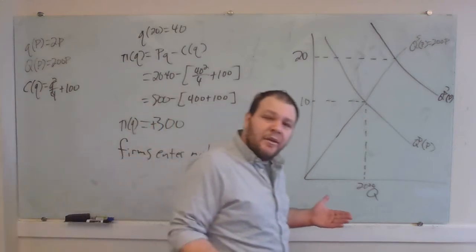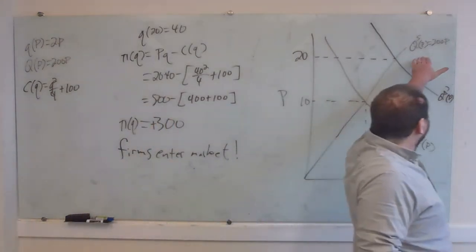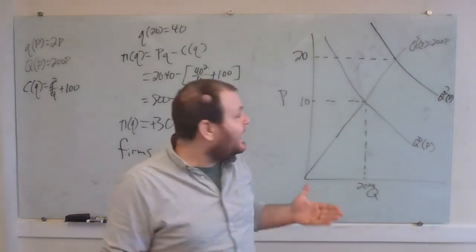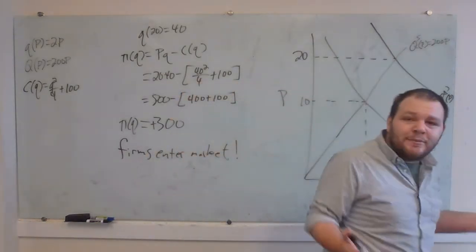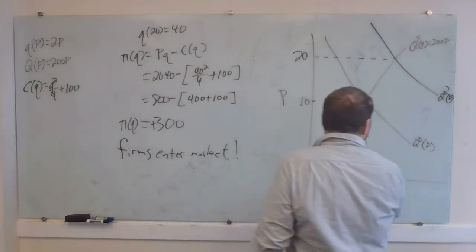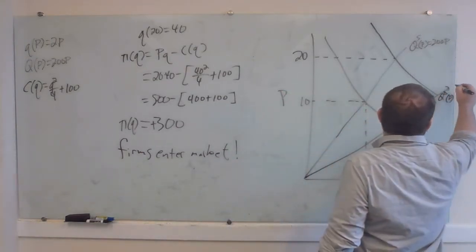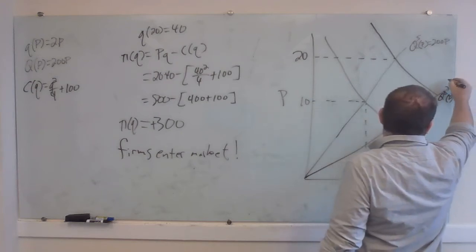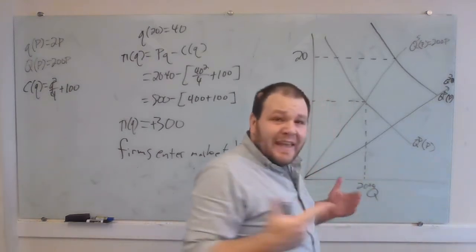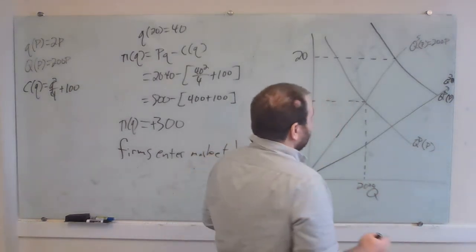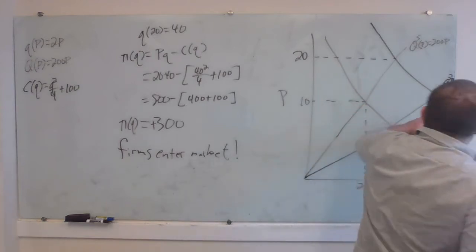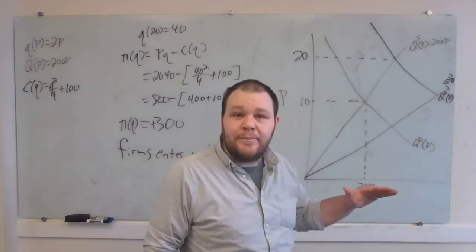What's that going to look like? Well, instead of having our supply curve be 200 times P, or 100 times 2P, it'll be something like 150 times 2P or 200 times 2P. So we're going to have a new supply curve that is flatter than our old supply curve, in reaction to the increase in price. We're going to have more firms enter. That's going to push market supply out so that it's less steep.